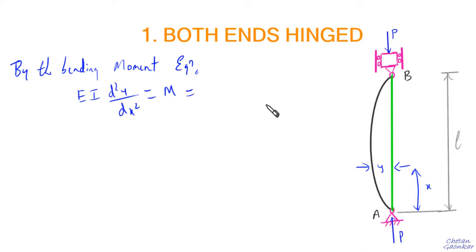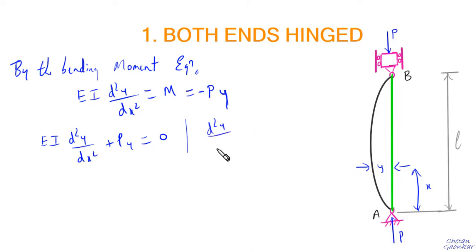Now in this case the bending moment will be the applied load P multiplied by the deflection y, and the sign here will be minus, because as x increases this deflection will decrease, therefore we have this minus sign. Now if I readjust these terms, I get EI d²y/dx² plus Py equal to 0. Further simplifying, I get d²y/dx² plus P divided by EI times y is equal to 0.